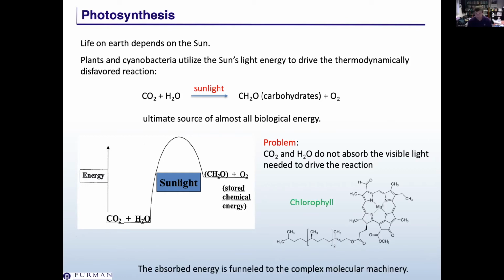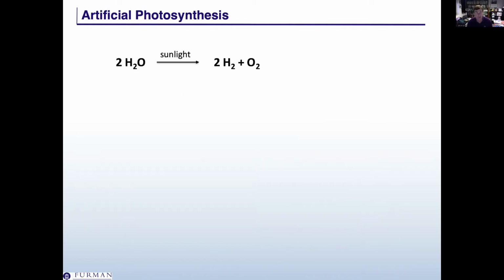Plants have chlorophyll, and chlorophyll does absorb light quite nicely. You've seen this in plants. It's what makes plants green. So they absorb the energy from the sunlight, and they funnel that into the complex molecular machinery that eventually converts really simple molecules into high energy complex molecules. And that's what we want to do, right? That's what chemists want to do. It's one of the holy grails of chemistry: artificial photosynthesis.